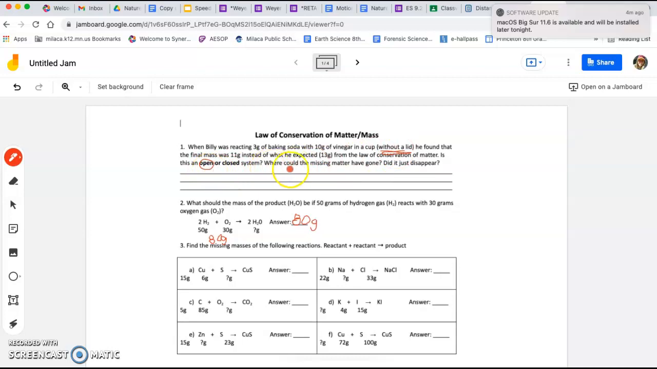So where could this missing matter have gone? Did it just disappear into thin air? No, it did not. So you should write an explanation here, and I'm not going to write it with this because it doesn't write well. I'm going to say, no, it did not disappear.